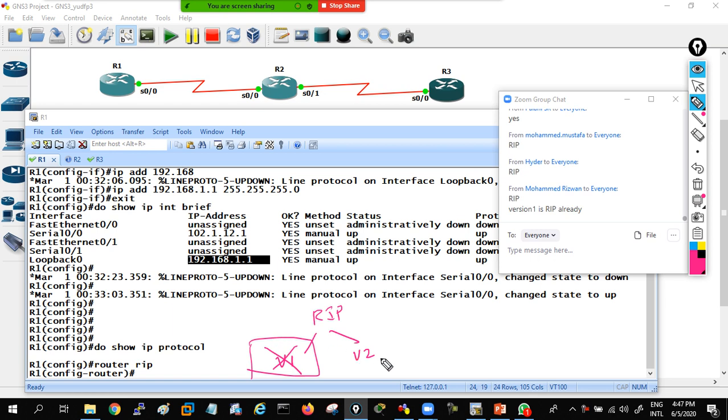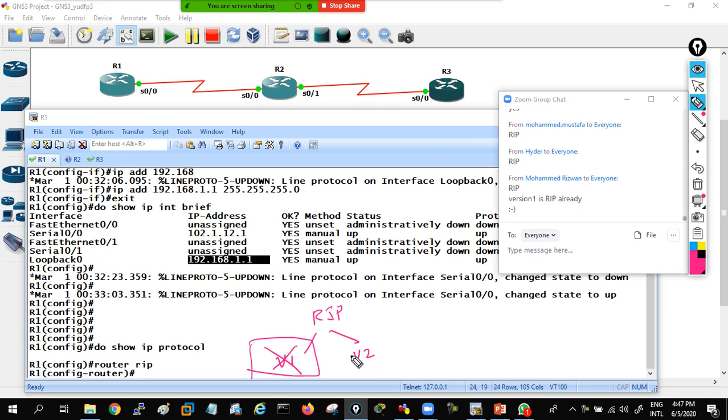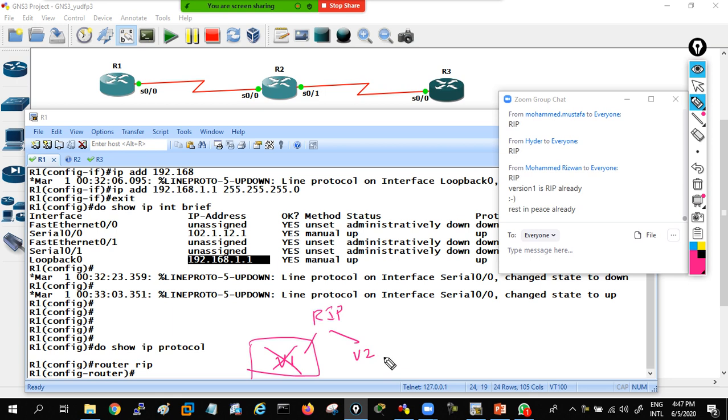Is it okay? So yeah, what is that? Version 1 is RIP already. Okay, version 1 is no more, guys. Yeah, rest in peace, that's correct. So we are using version 2. Everybody clear, guys? So the moment you type router rip, you need to say which version you are going to use. You need to say version 2. The next command is version 2.